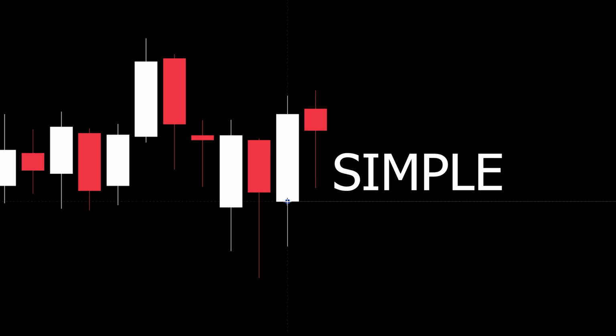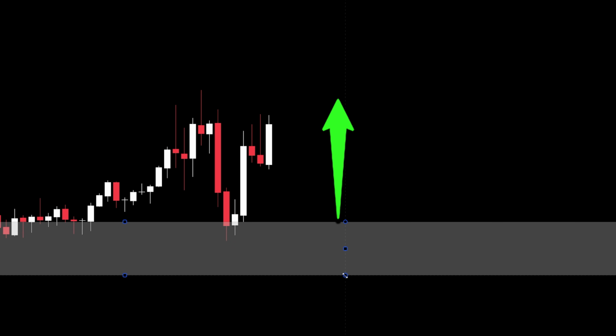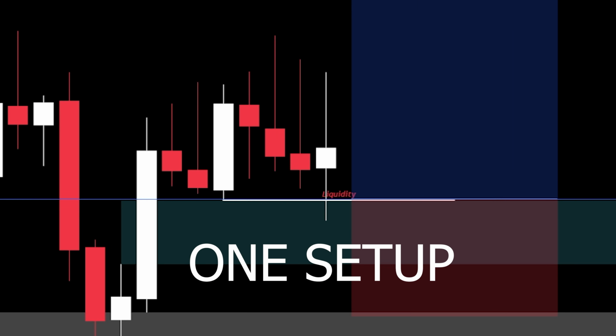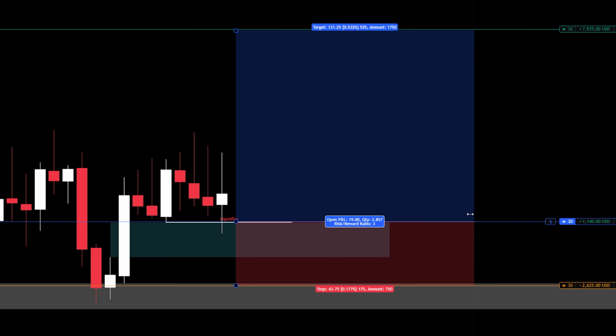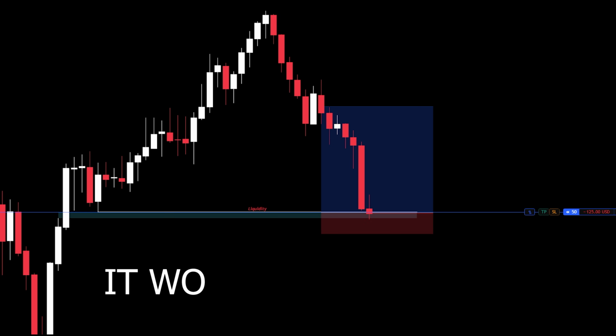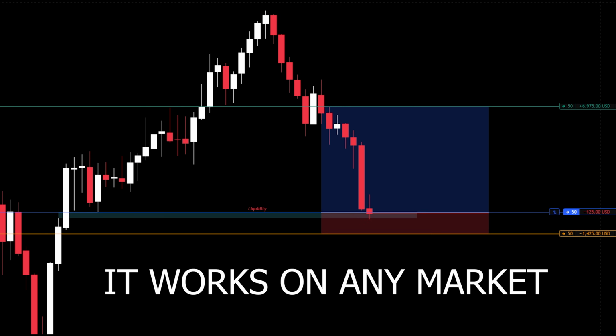This is the simplest 1-minute scalping setup I use almost every single day. One clean setup, one entry, and moves like this happen very fast. And the reason I like this strategy so much is because it works on every single market.